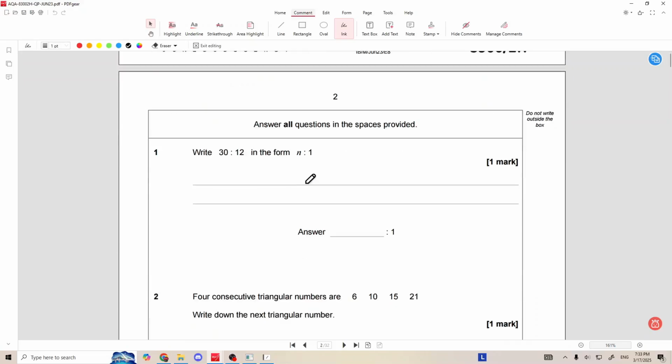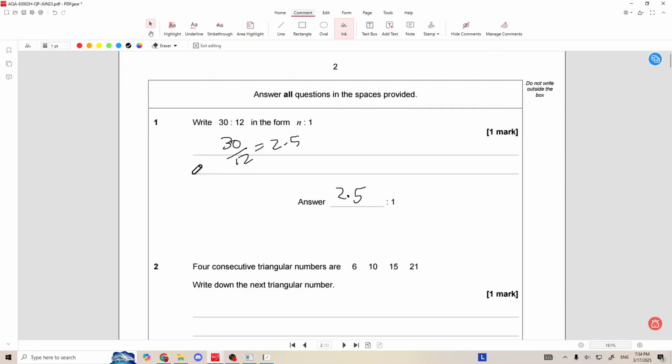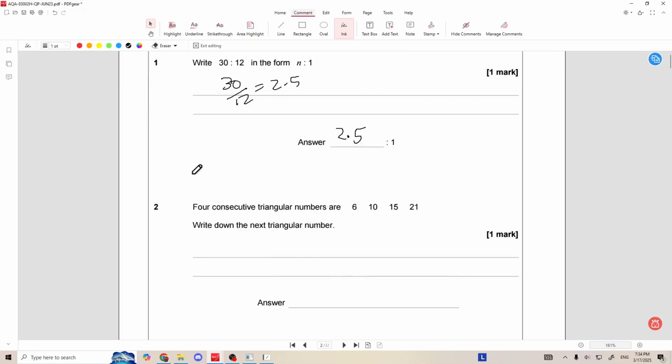Right, 30 over 12 in the form n to 1. Well, just divide 30 by 12. That's 2.5. So it's 2.5 to 1. Are we really starting off with questions like these? I would have thought that these papers would be a bit more complicated than the previous paper.